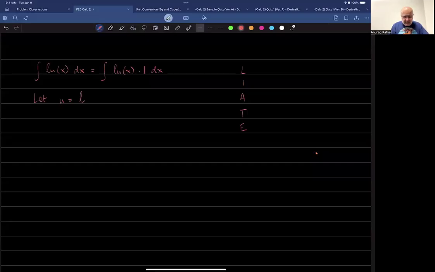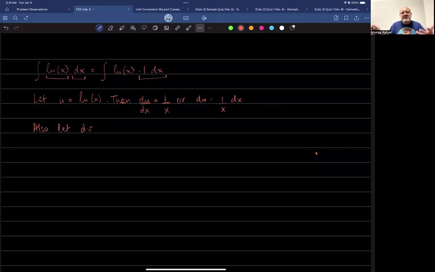So we start by letting u equal to ln of x, and that means du dx is equal to 1 over x. The derivative of ln x is 1 over x, or that du is equal to 1 over x dx. Also, we let dv be whatever's left over. So if ln x is u, then this guy has to be dv. Or if you really want something in front of it, you can say 1 dx, but it's the same thing. So let dv equal dx.